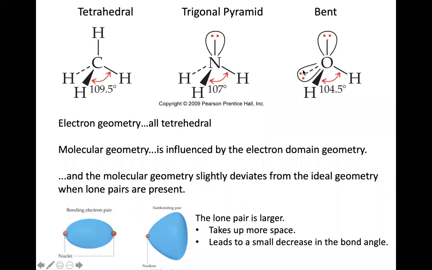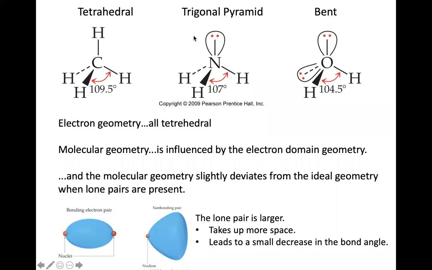We're going to see slight deviations from the ideal geometry when lone pairs are present. A lone pair takes up more space than a bond. It's leading to a slight decrease from that ideal arrangement. You are not going to need to know, oh, is it 107 degrees or 106 degrees? But I do want you to know that it is a slightly smaller value than the ideal value.